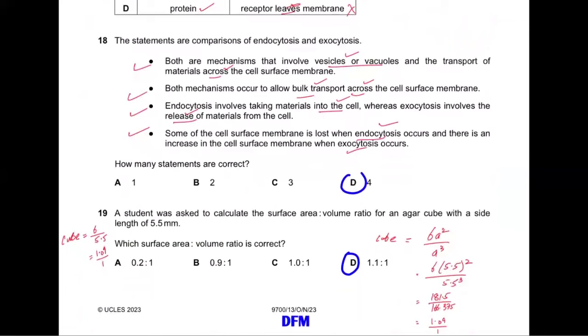The statements are comparisons of endocytosis and exocytosis. Both are mechanisms that involve vesicles or vacuoles for transport of material across the cell surface membrane. Yes, that's the correct option. Both mechanisms occur to allow bulk transport. Yes. Endocytosis involves taking material into the cell, as well as out of the cell by exocytosis. Yes, that's correct as well. Some of the cell surface membrane is lost in endocytosis. Yes, because the membrane pinches in, so some surface area will decrease. And it increases upon exocytosis because some membrane fuses. So yes, all four statements are correct. 1, 2, 3, 4. You count the number of statements which are correct.